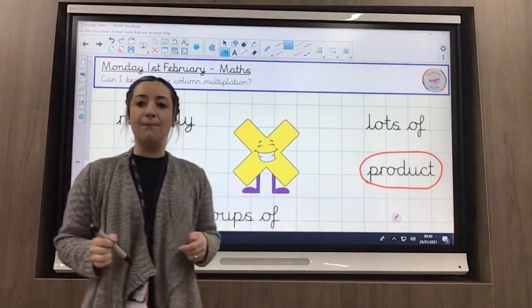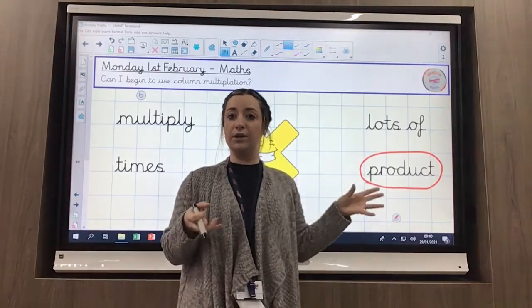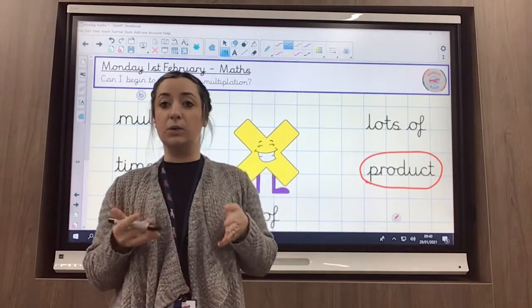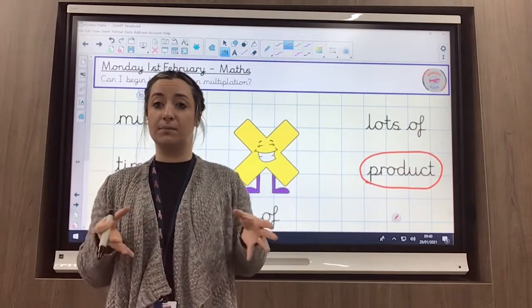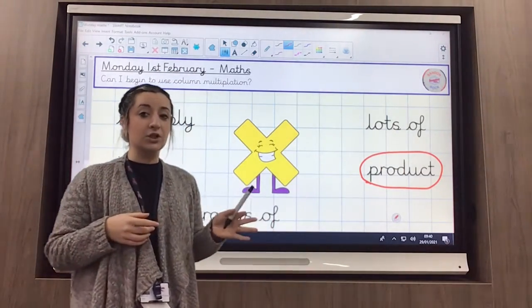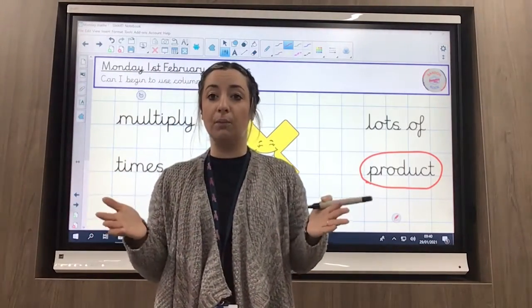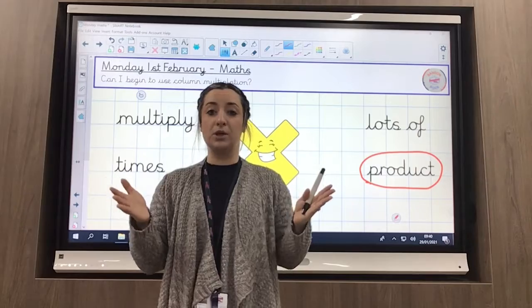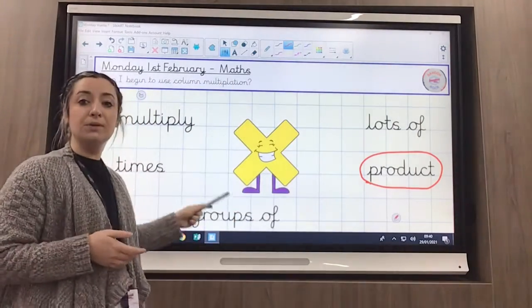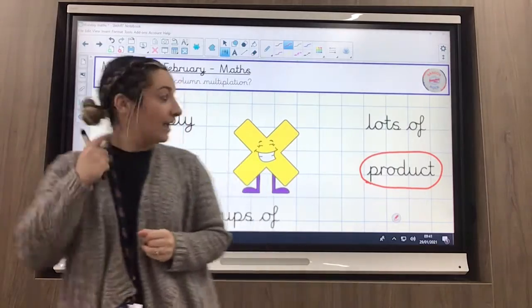Okay, can you remember how we would say product and how we would use that word in a successful sentence, which means we need to multiply two numbers together? Okay, so what we should do is to find the product, and then you will give me two numbers, and those two numbers would need to be multiplied together to find the product.